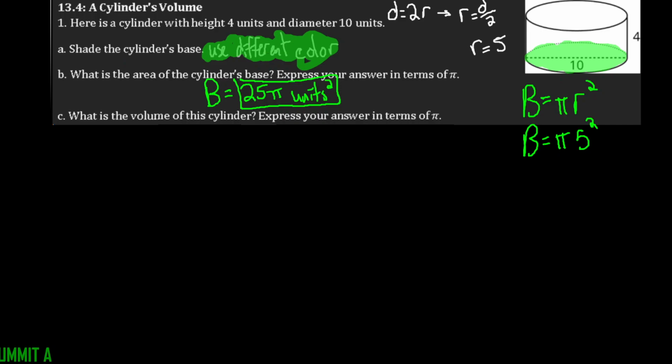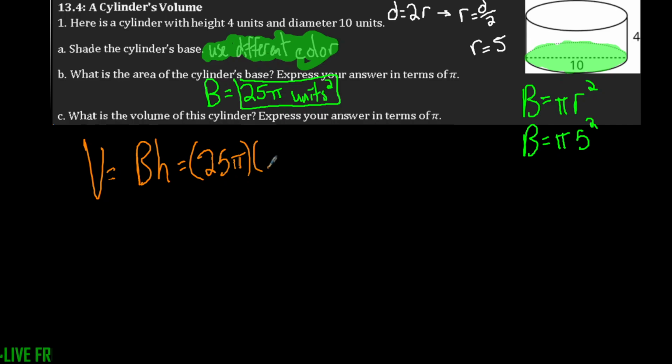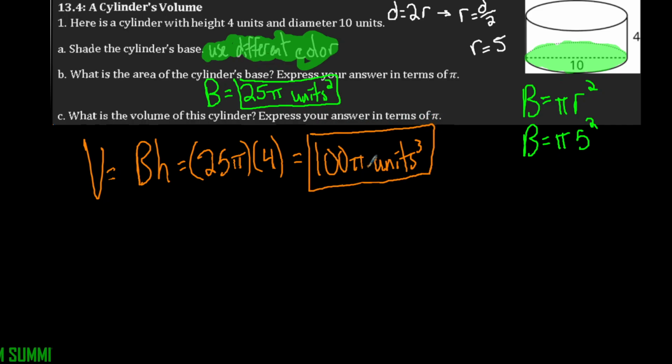And it says, what is the volume of the cylinder? Well, we can piece this together because we have parts of what we need. The volume is equal to the area of the base times the height. So that's 25 pi for our area of the base, and the height is 4, so times 4. It's going to be 100 pi, and units to the third power, since we're talking about volume. Again, we leave that pi attached there because it's like we're multiplying by 3.14, but it asks for our answer in terms of pi.